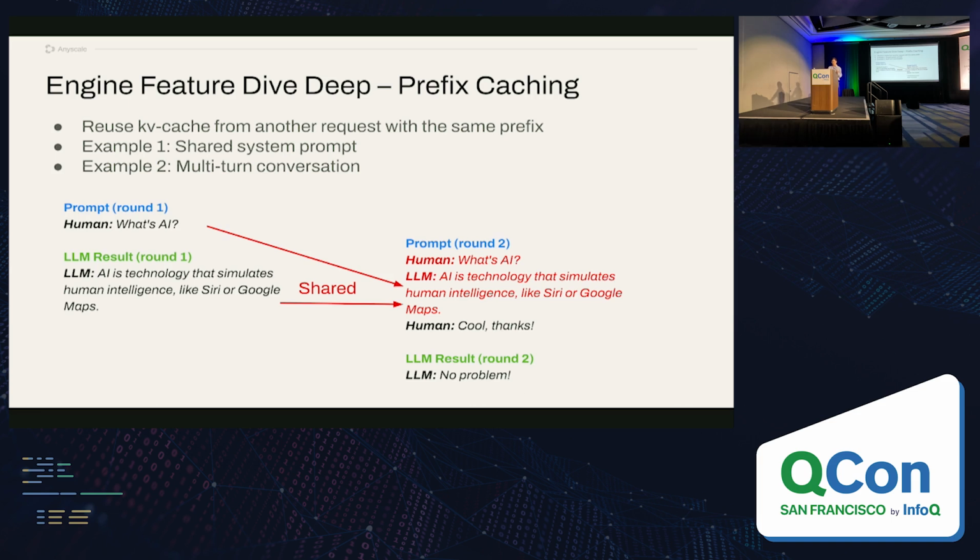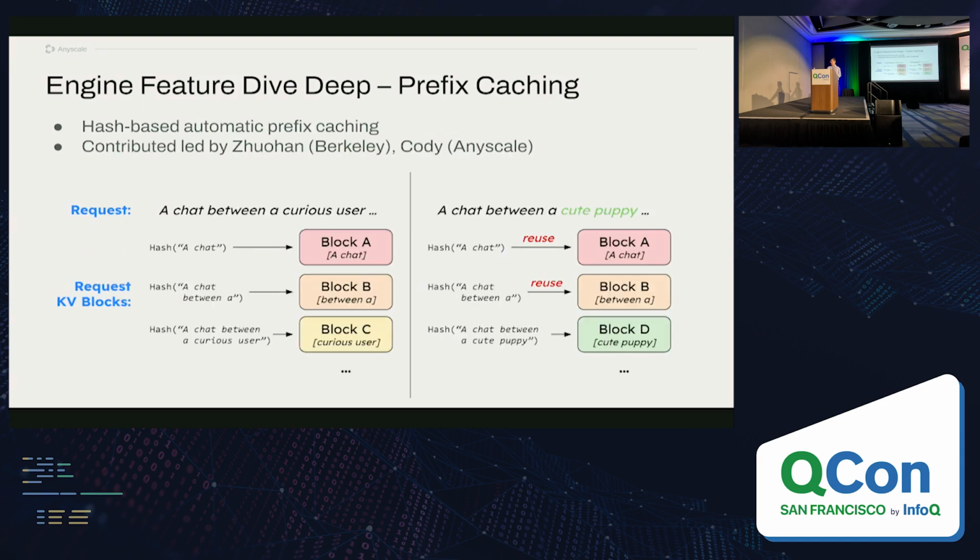And the second example is multi-turn conversation. You can imagine when you are talking to the chatbot, when you respond to the model with a new question, the previous chat history is actually reused from your previous round. So this is also a shared prefix. Because of that, we want to use prefix caching.